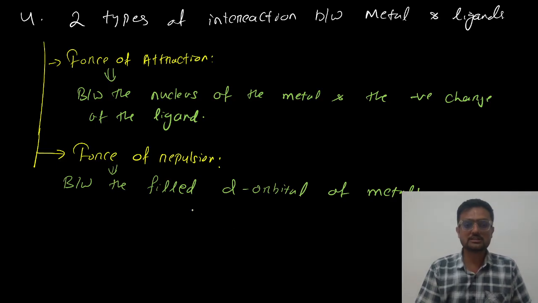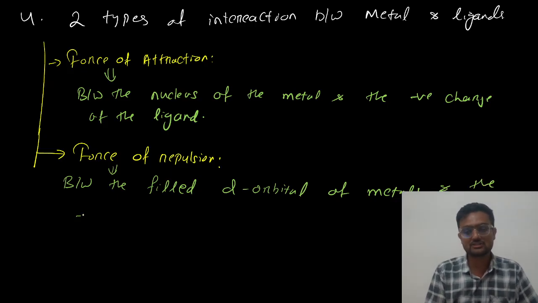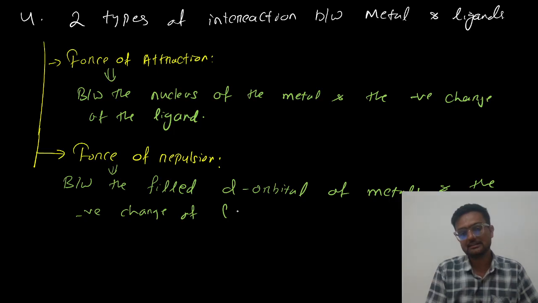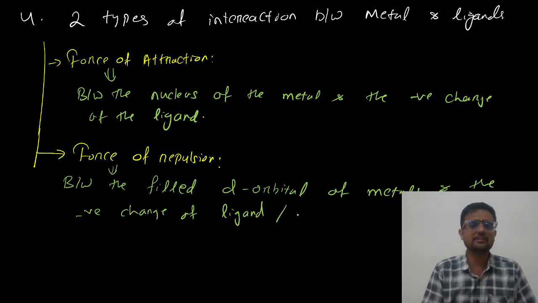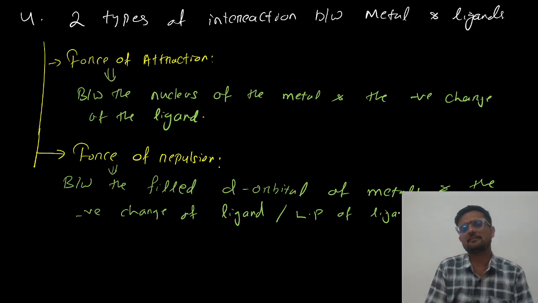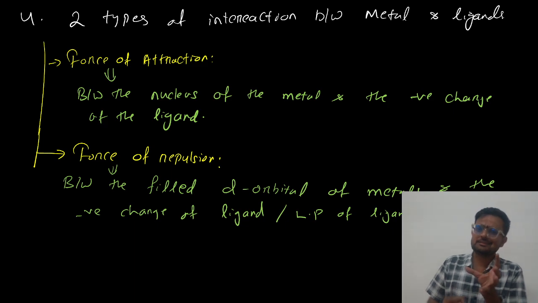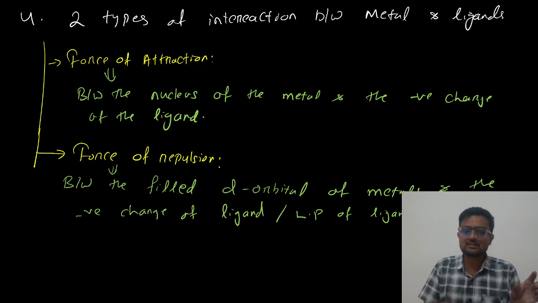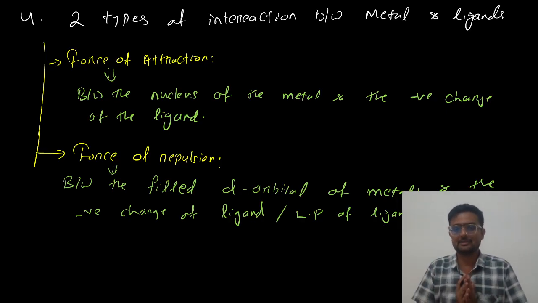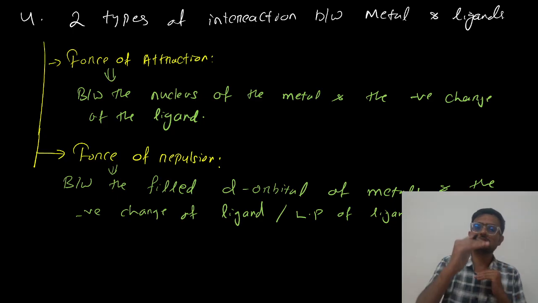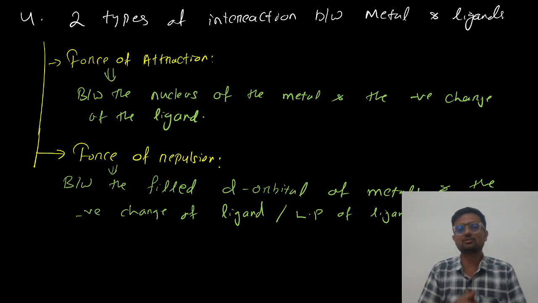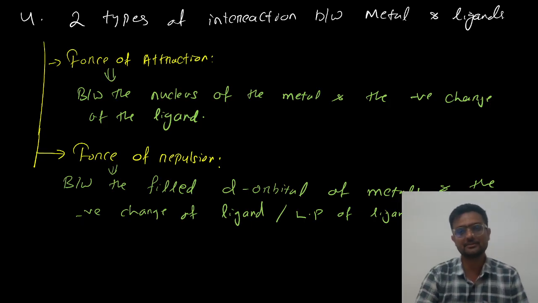So force of repulsion will be between the filled d orbital of metals and the negative charge of the ligand. Either we can say negative charge or for neutral ligands there will be lone pair of ligands, because if I talk about water, ammonia and all, they are lone pair donors, right? So the lone pairs or the negative charge of ligand and the metal's d orbital electrons will repel each other, and they will try to balance the force of attraction and force of repulsion, and they will try to accommodate different types of geometry.